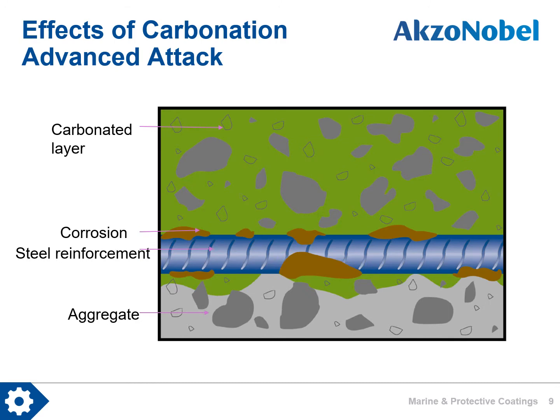Here we see the effects of advanced carbonation. The green carbonated layer has reached the proximity of the steel reinforcement. The reduction in alkalinity is sufficient to immediately initiate corrosion. Rust is expansive. The concrete will ultimately be ruptured, allowing free passage for the other fuels of corrosion to enter the concrete: water, oxygen, and potentially chlorides too.